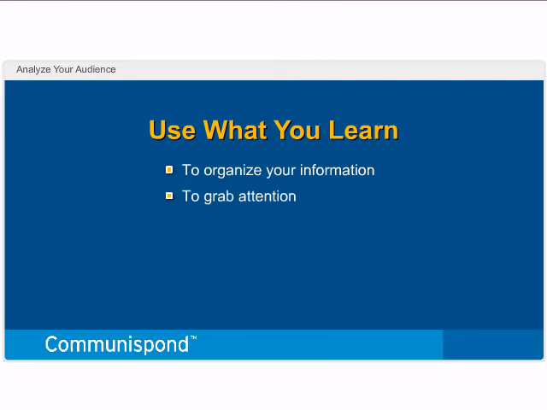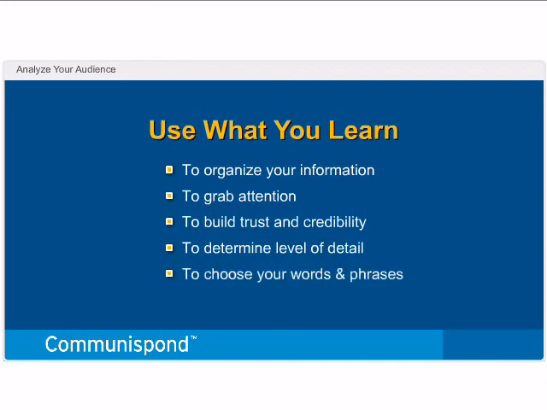You can use what you've learned to grab the audience's attention by opening with something that you know is critical to them, or will startle them, or something that reflects their viewpoint in some way. Building trust and credibility is much easier if you show that you understand who they are and what it is that's important to them. Understanding the audience will also help you determine how deep you should go into any one topic. It can even help you choose specific words and phrases to incorporate into your presentation.